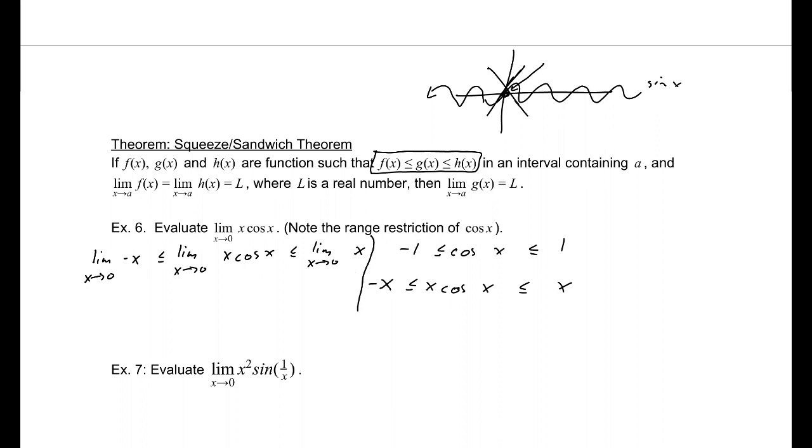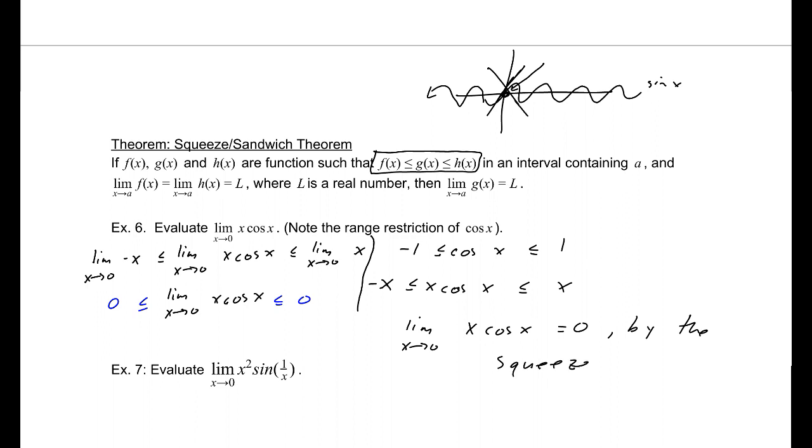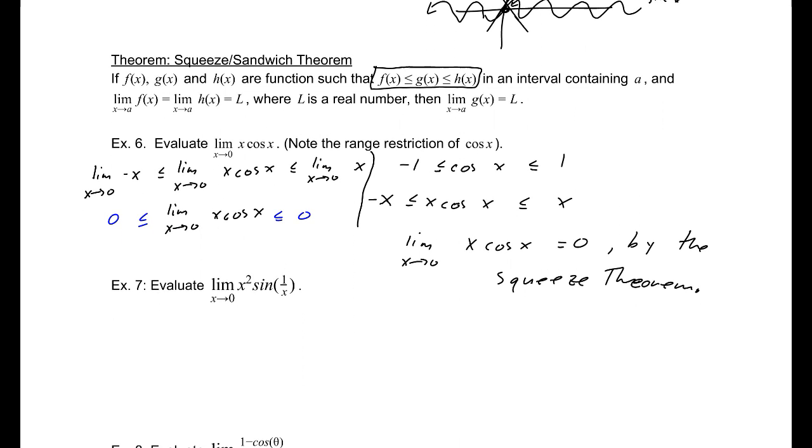Well, the limit over here is 0. The limit over here is 0. And so the limit as x approaches 0 of x cosine x must be 0. So we can say the limit as x approaches 0 of x cosine x equals 0 by the squeeze theorem. It always begins with bounding something.